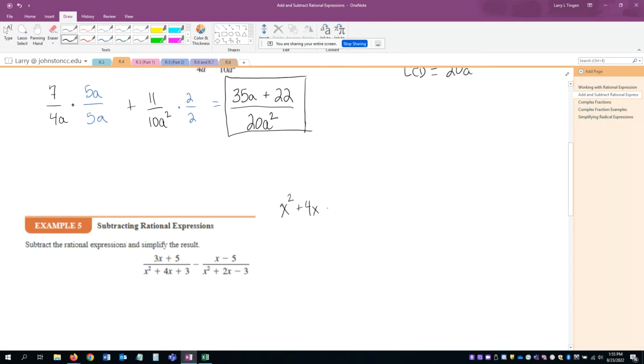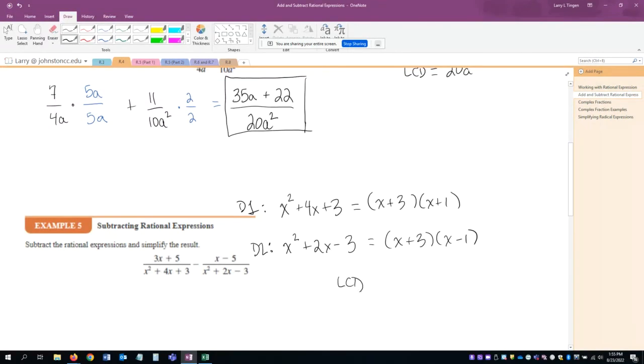x squared plus 4x plus 3. That factors into x plus 3 times x plus 1. My other denominator is x squared plus 2x minus 3. That factors into x plus 3 times x minus 1. All right, so this was the denominator of the first. This is the denominator of the second.